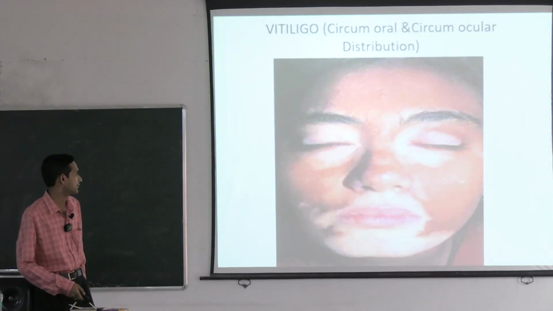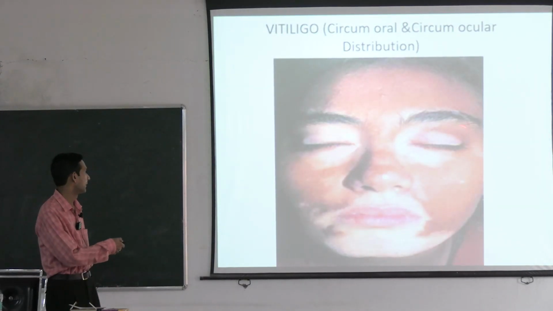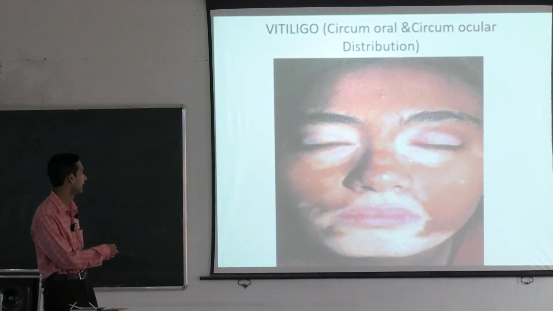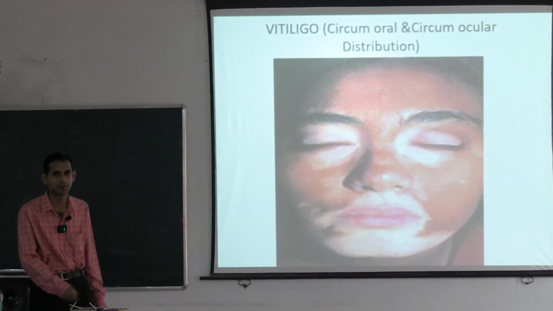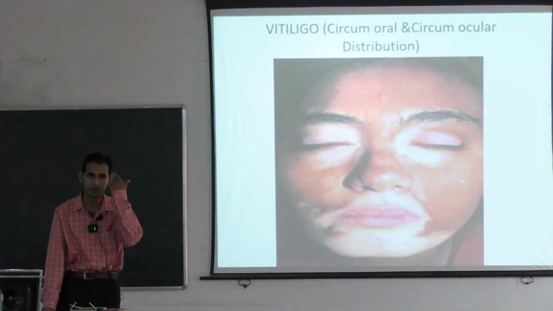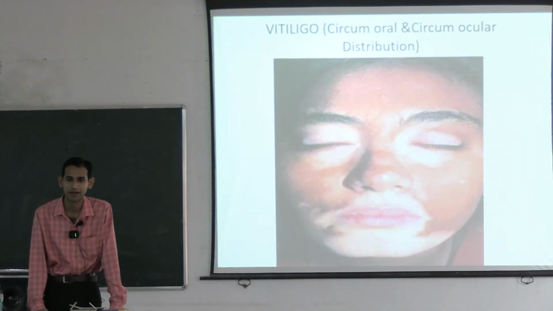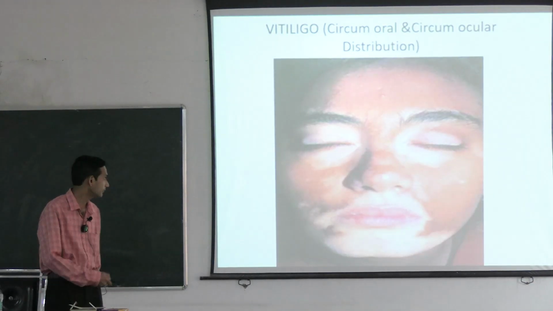Now, this is the picture of vitiligo. The depigmented macules are distributed mainly over the perioral and periocular areas. That is facial vitiligo. The type of facial vitiligo most commonly found in the periocular and perioral areas is vitiligo or depigmented macules or patches affecting the facial skin.